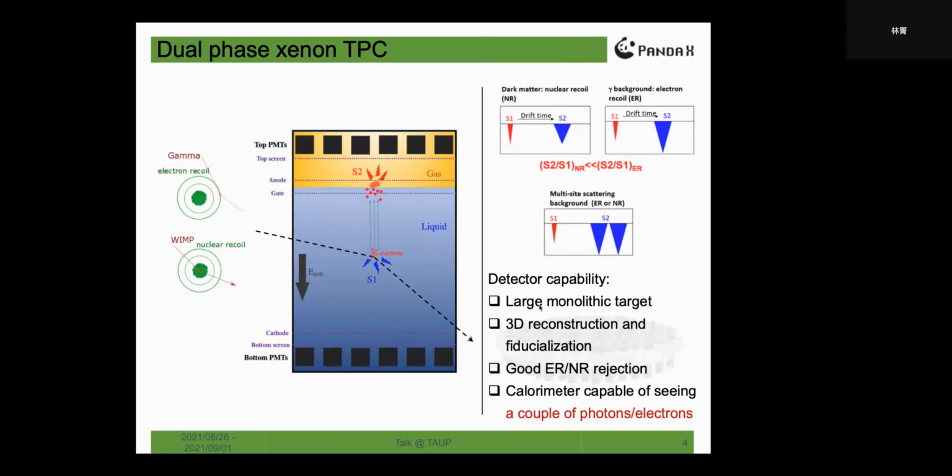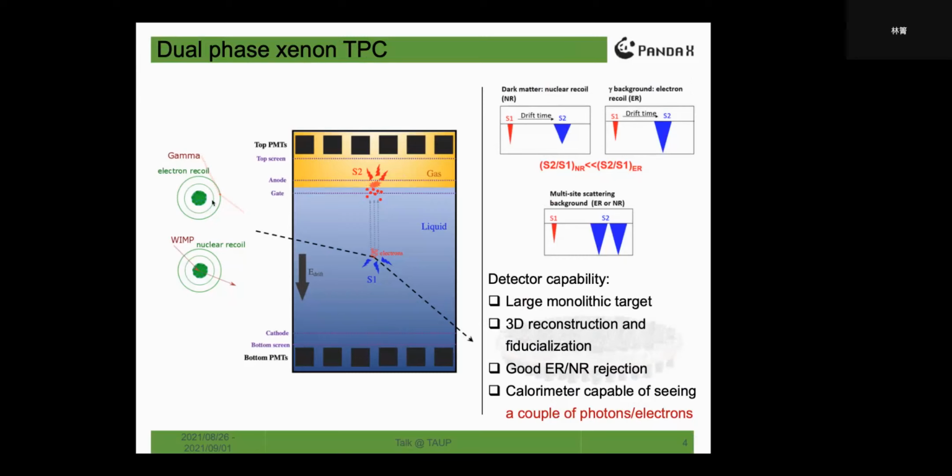First, it has a large monolithic target, which makes it relatively easy to scale up to a large detector. And the TPC has very good 3D position reconstruction capability to reject background by fiducialization and single/multiple scatter identification. The Z position, or the depth, can be reconstructed using the time difference between S1 and S2 signals, and the XY position, or the transverse position, can be reconstructed using the pattern of the S2 on PMTs, especially the top PMTs.